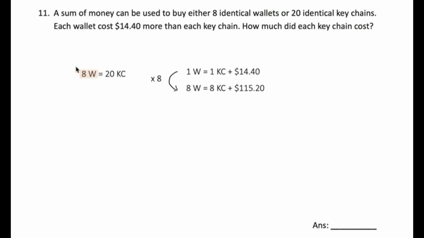Now, you can see 8 wallets is 20 keychains. So I can replace this 8 wallets with 20 keychains. My new statement will be 20 keychains is equal to 8 keychains plus $115.20. So this 20 minus this 8, this has to be 12 keychains. Okay, 12 keychains is $115.20.